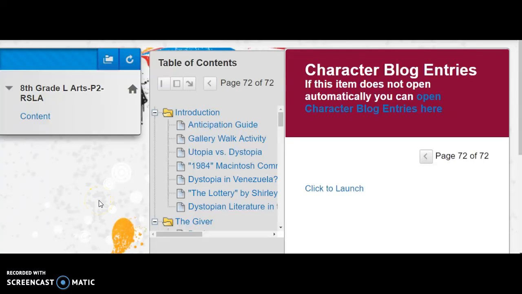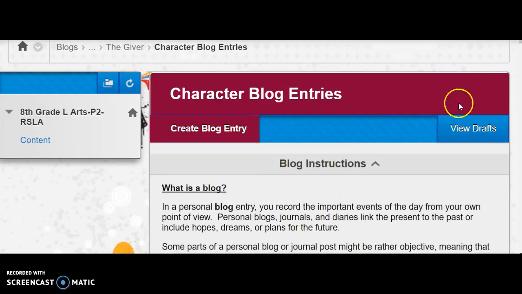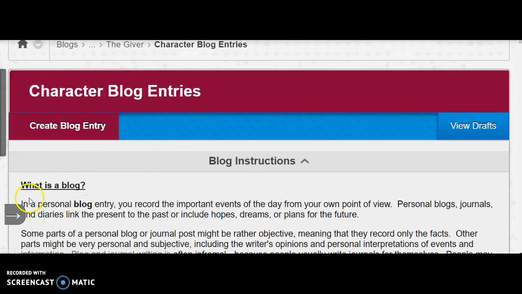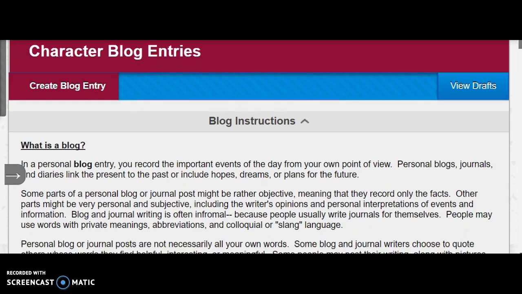To begin working on the character blog entries, first click the Click to Launch link. The first thing that you will see are the blog instructions. And here it introduces us to the idea of a blog. So what is a blog?